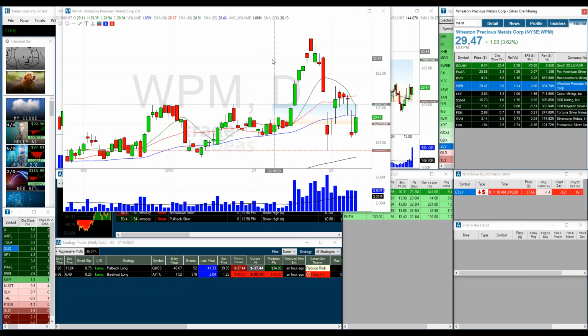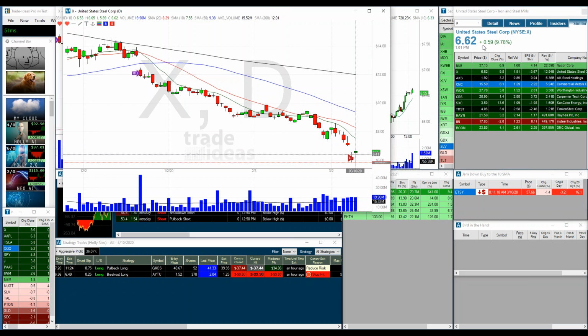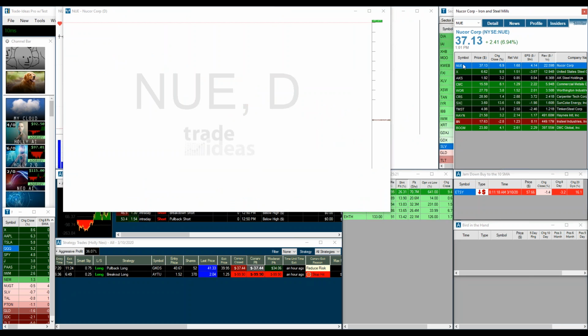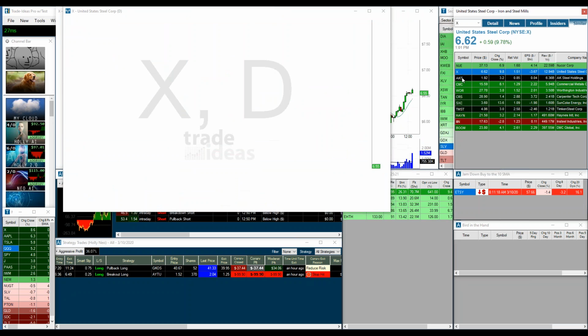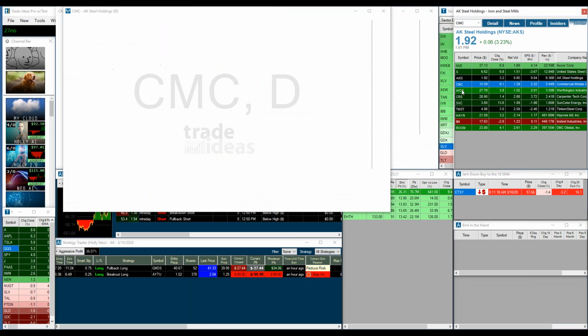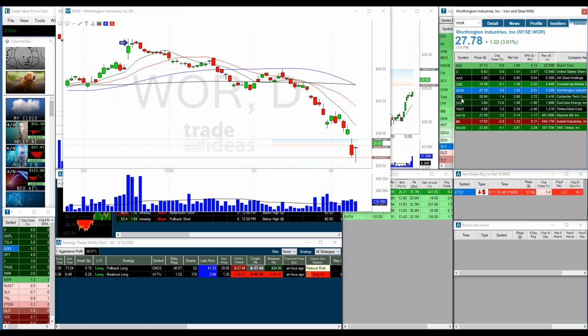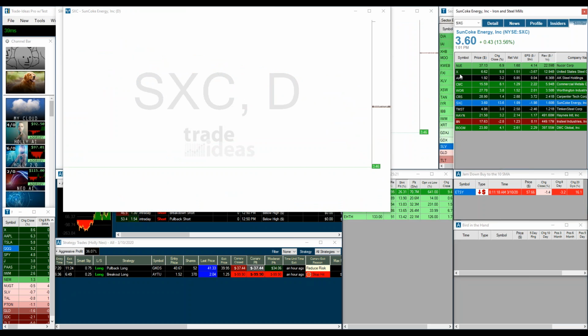For instance, today, I'm going to come to this one in a second, XME, steel. Steel is an interesting sector in itself, and Nucor is one that's on there. You can see they've all had a pretty rough downtrend, but they're trying to do something, just like every other stinking chart out there.